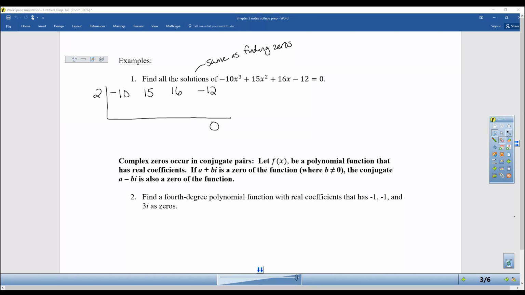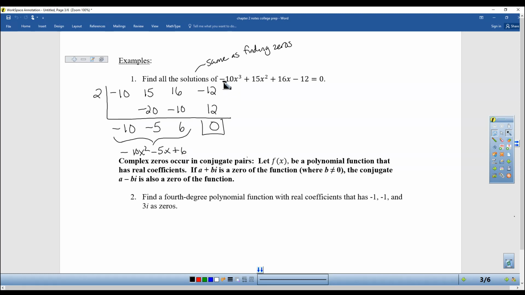So I'm going to go ahead and add, multiply, add, multiply, add, multiply, and sure enough, I get 0. So this piece that's left here is negative 10x squared. Remember, it dropped a power. It used to be x cubed, and now it's x squared, minus 5x plus 6.